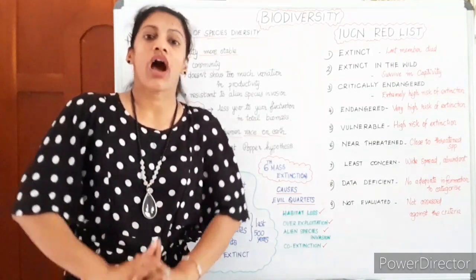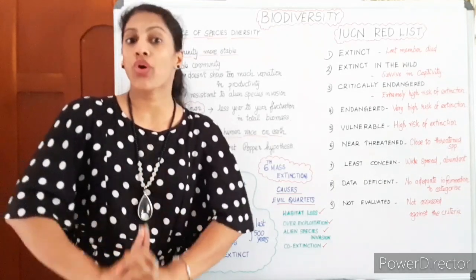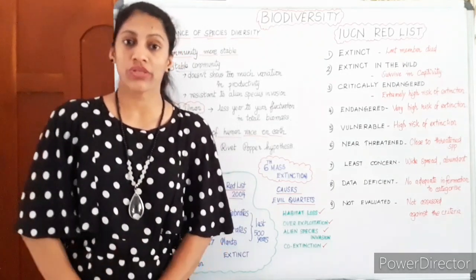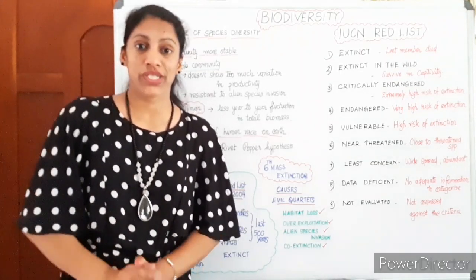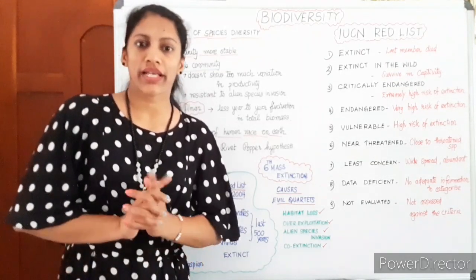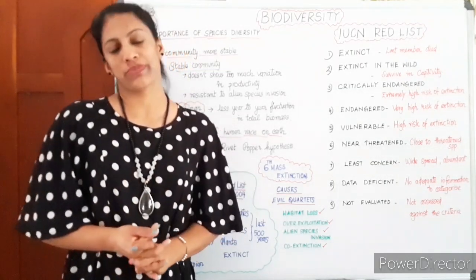Another reason is overexploitation. Many animal species have been lost because humans overexploited them. Passenger pigeon, Steller's sea cow, etc. are examples. They are extinct due to our overexploitation.